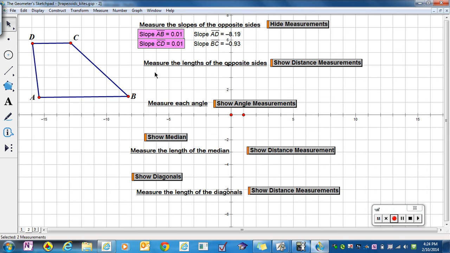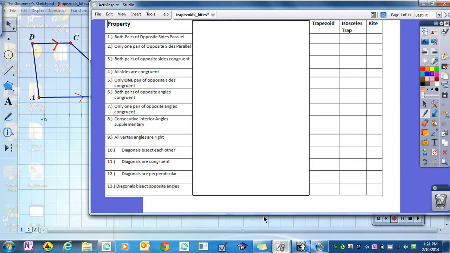Alright, as you can see, slope AB and slope CD have the same slope, so that means that they're going to be parallel to one another. But if you look at the other two sides, AD and BC, they don't have the same slope. So that means that a trapezoid is only going to have one pair of opposite sides parallel. So when you look at options 1 and 2, we're only going to choose option 2 because there's only one pair of opposite sides parallel.